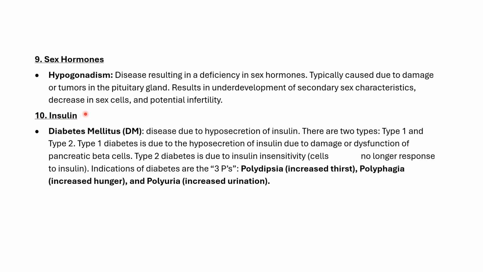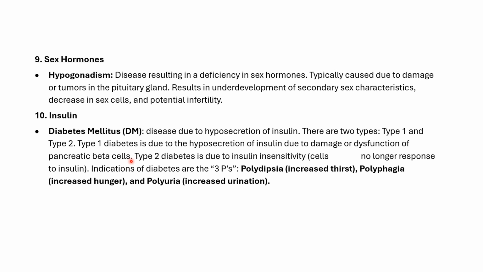Now this brings us to a very important hormone, which is known as insulin. As you know, there is a condition known as diabetes mellitus. Diabetes mellitus is due to hyposecretion of insulin. There are two types, type 1 and type 2. Type 1 is due to hyposecretion of insulin, which can be due to damage or dysfunction of the pancreatic beta cells. Just recall, in the pancreas, there are islets of Langerhans. Those islets of Langerhans have alpha cells and beta cells. Beta cells are the ones which secrete insulin. So if they get damaged or they are not functioning properly, we call that type 1 diabetes.